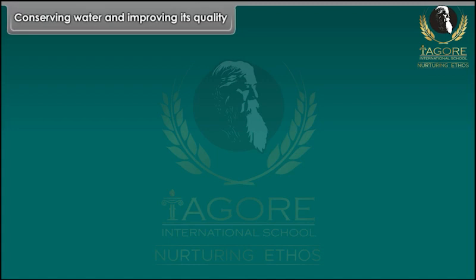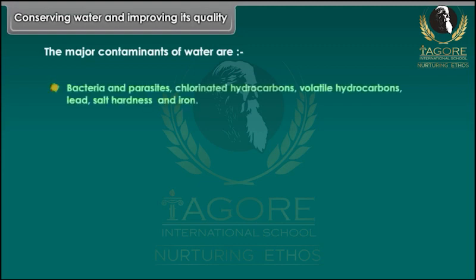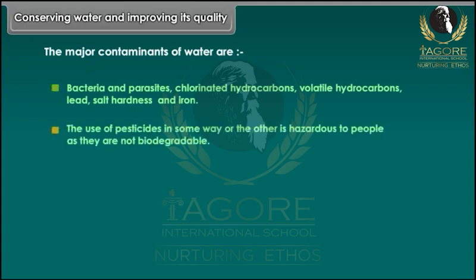Conserving water and improving its quality. The major contaminants of water are bacteria and parasites, chlorinated hydrocarbons, volatile hydrocarbons, lead, salt hardness, and iron. The use of pesticides in some way or the other is hazardous to people as they are not biodegradable.